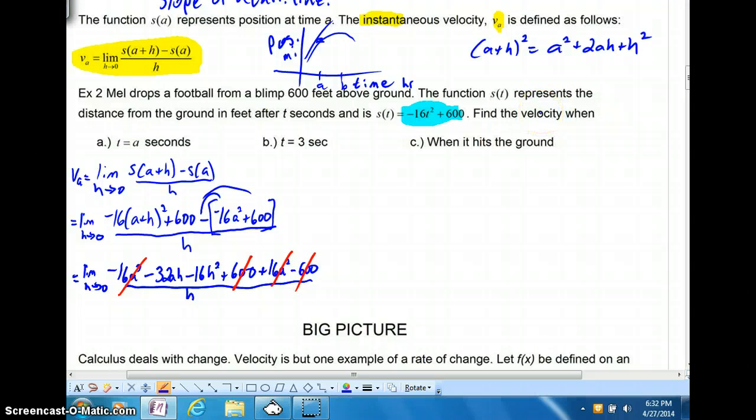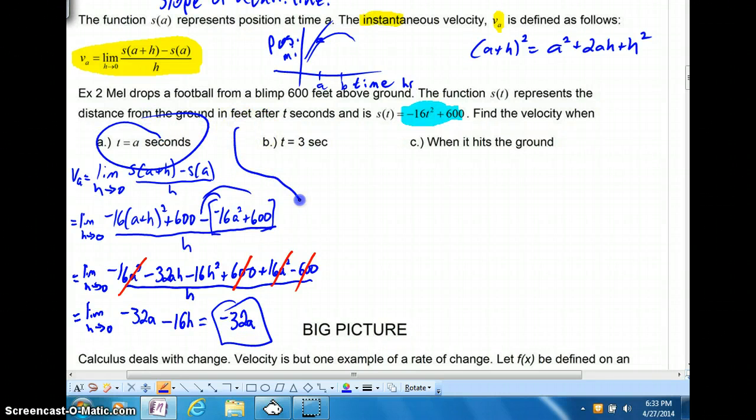And you'll notice quickly that the numerator, if I let h go to 0, would be approaching 0, as well as the denominator. 0 over 0 is undetermined. How about we divide everything by h, and we'd be left with negative 32a minus 16h. As h would approach 0, we would have negative 32a. So at t equals a seconds, that's where we're going.